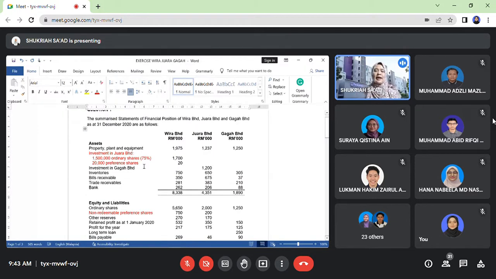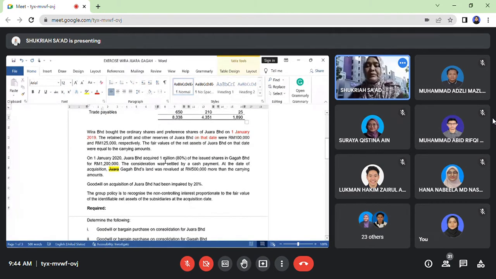How about preference share? 20 divided by 200. Sebab ni semua figure Juara. Tengok kolom Juara. Okay, 1,500 bagi 2,000. 20 bahagi dengan 200. Kan saya delete the last 3 zero. Dapat berapa? 10%. Okay, boleh?